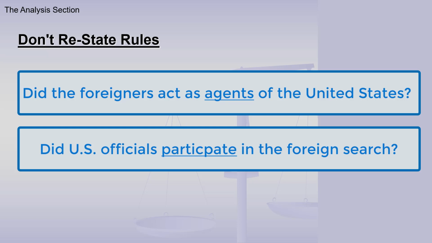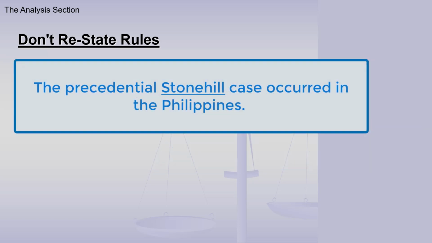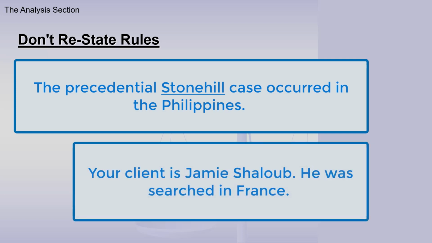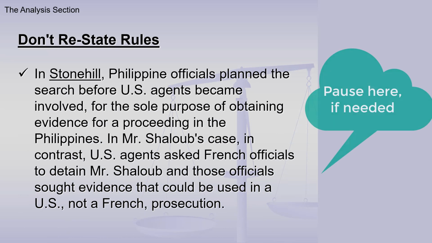In the example we are about to see, the law came from a case called Stonehill, which occurred in the Philippines. And the facts of our case, or of your case, if you're the student writing this memo, happened in France. Your client was Jamie Chaloub. He was searched in France, and it was the NSA that was involved in this search. So let's see an example.